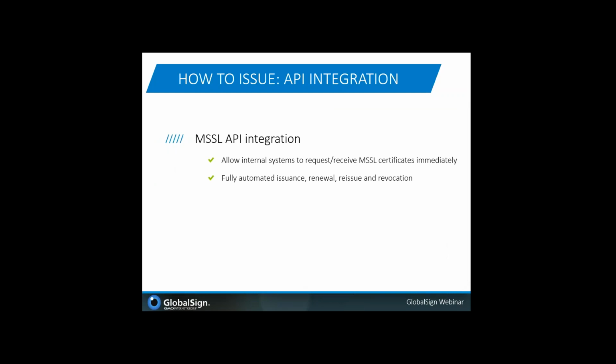We also have an MSSL API. It allows internal systems to be developed to request and receive MSSL certificates immediately, and then you can provision those on the back end to your web servers or connected devices. Today we have a very large auto manufacturer using this, one of the world's largest retailers, and also a company that manages and deploys Wi-Fi access points where they provision the SSL certificates in the access point as part of the manufacturing process. They use the API to automatically request and receive the SSL certificates and then embed them into the device before shipment.